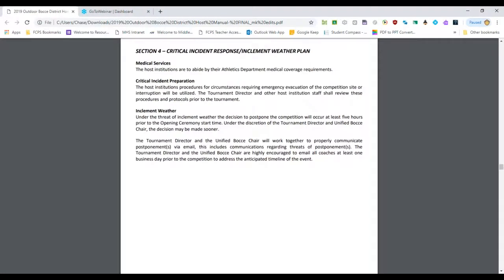Host institutions are to abide by their athletics department medical coverage requirements. For critical incident preparation, the host institution's procedures for circumstances requiring emergency evacuation of the competition site or interruption will be utilized. Tournament director and other host institution staff shall review these procedures and protocols prior to the tournament.